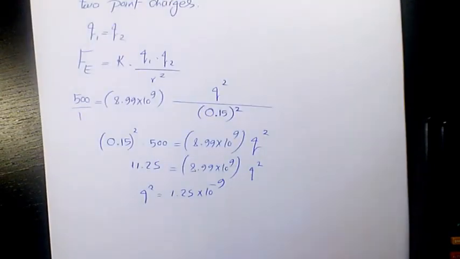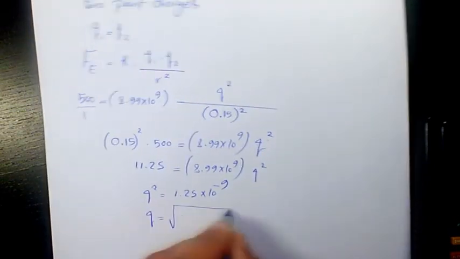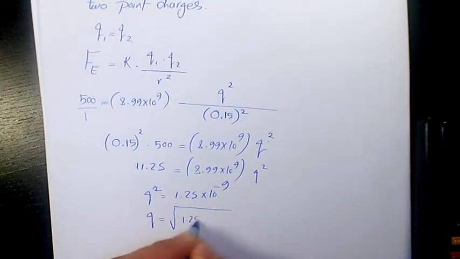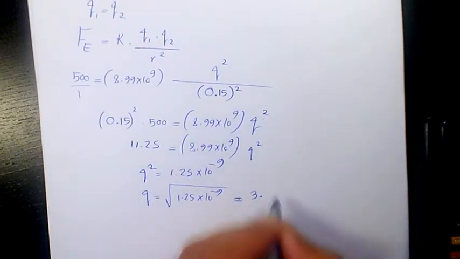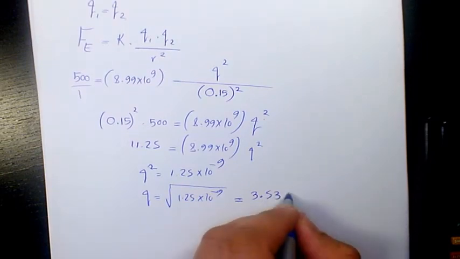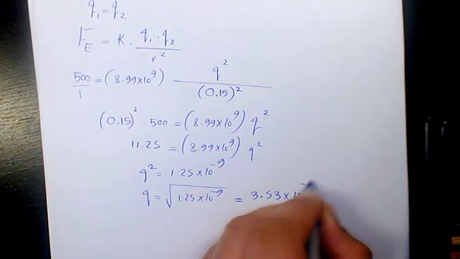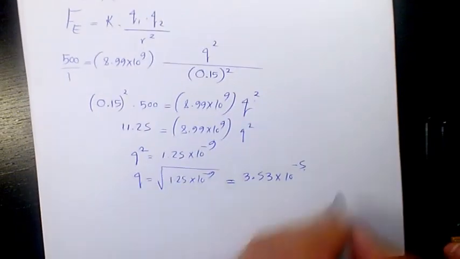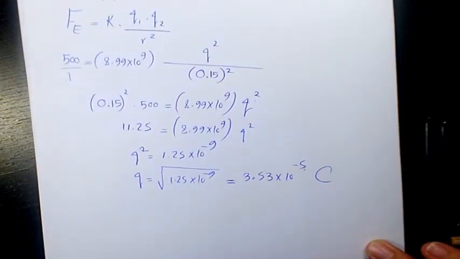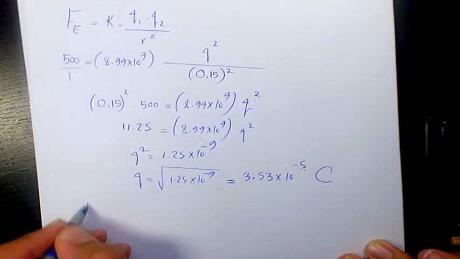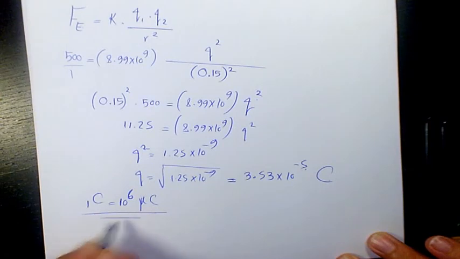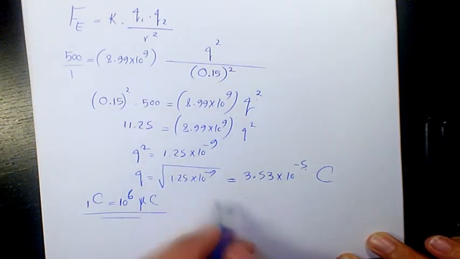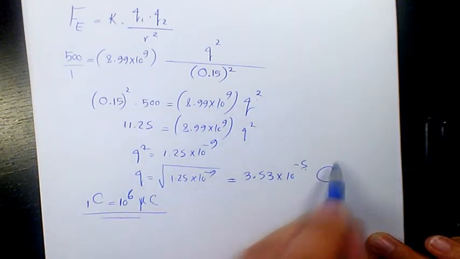And that's Q squared. Q is going to be the square root of this, which is going to be 3.53 times 10 to the power of negative 5 Coulomb. If I want to convert it to microcoulomb, we know 1 Coulomb is equivalent to 10 to the power of 6 microcoulomb. So that's going to be times 10 to the power of 6.